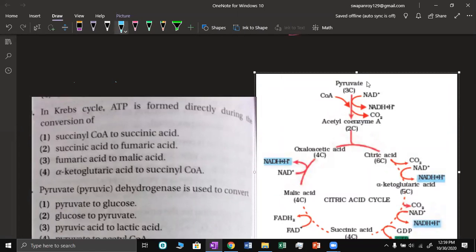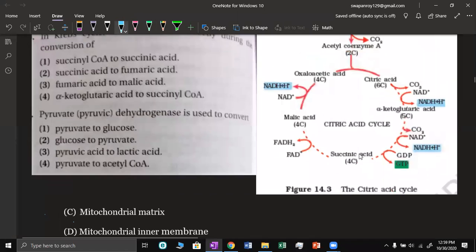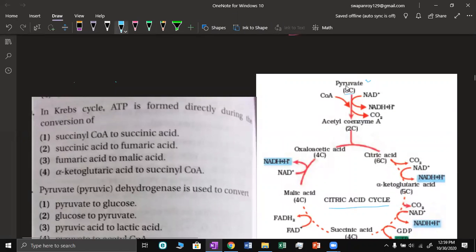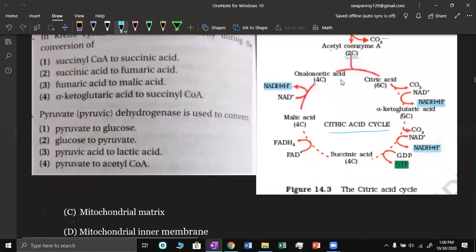See here, pyruvate. Can you see? The Krebs cycle, citric acid cycle. With each compound, they have written how many carbons it has. Pyruvate is a 3-carbon compound. One carbon dioxide comes out, so one carbon is less. So acetyl coenzyme A is a 2-carbon compound. Oxaloacetic acid is a 4-carbon compound.